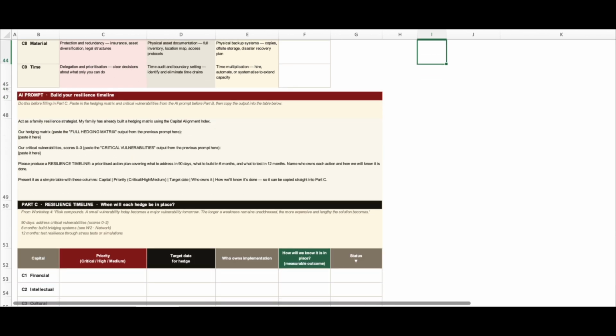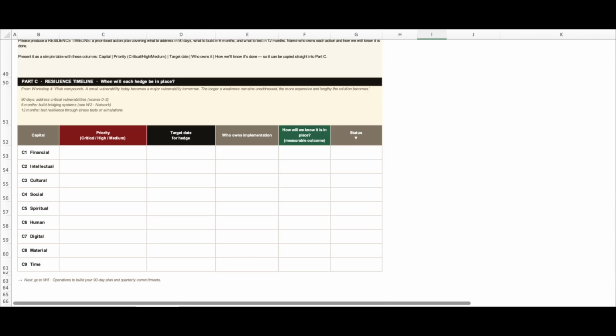Part C, Resilience Timeline. By this stage, you should already have a draft resilience timeline generated by the AI. Your task now isn't to start from scratch, it's to review those recommendations together, agree what feels realistic, assign ownership, and commit to implementation dates. Remember the philosophy of this workshop. Risk compounds. A small vulnerability today can become a major vulnerability tomorrow. The longer a weakness remains unaddressed, the more expensive and difficult it becomes to solve.